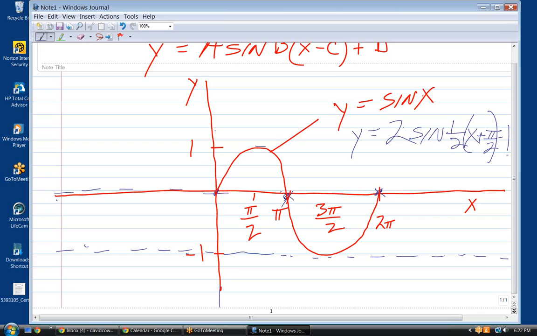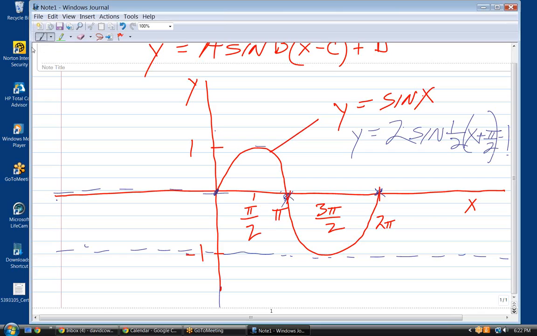Okay. Where is the starting point of my graph? By the starting point, I mean what normally would be right there. That would be 2. No, the starting point has to do with the phase shift. In other words, let's take our shifts that don't change the shape of the graph. So C in this case is pi over 2. Excuse me, it's negative pi over 2.